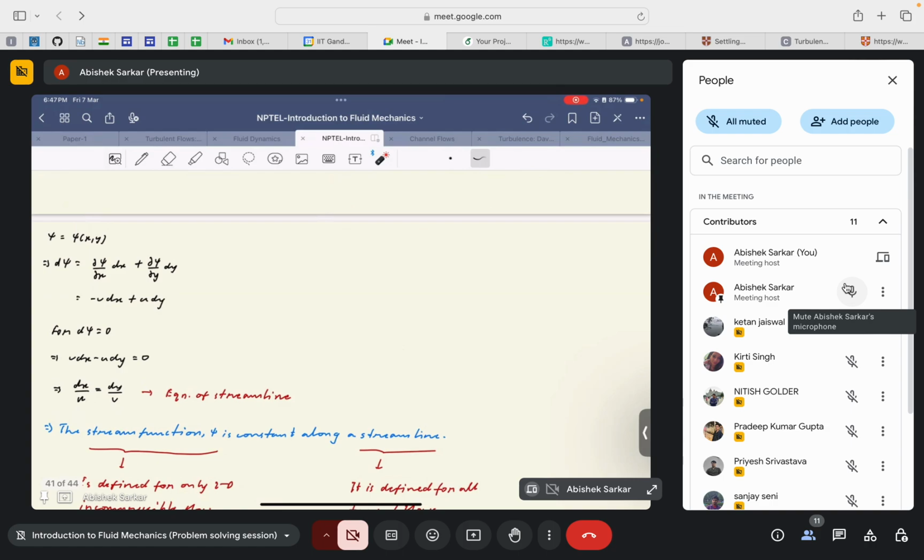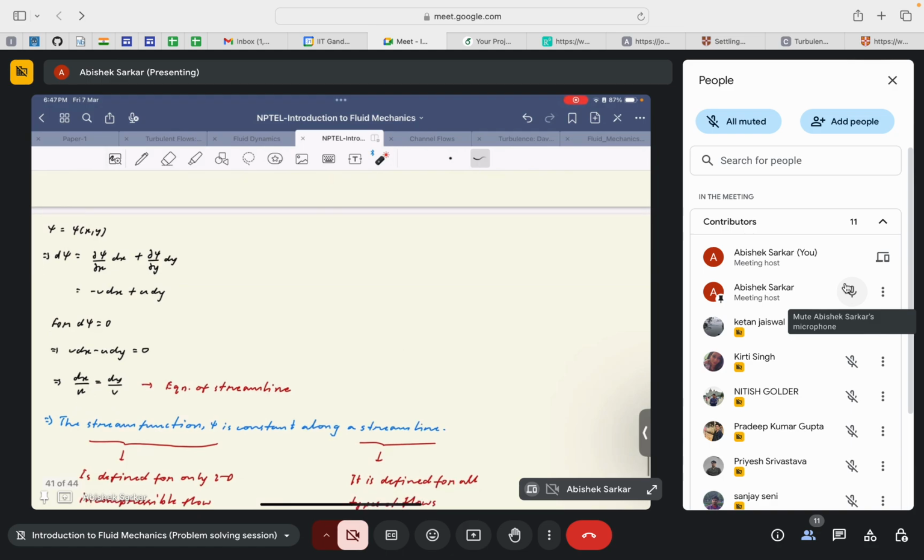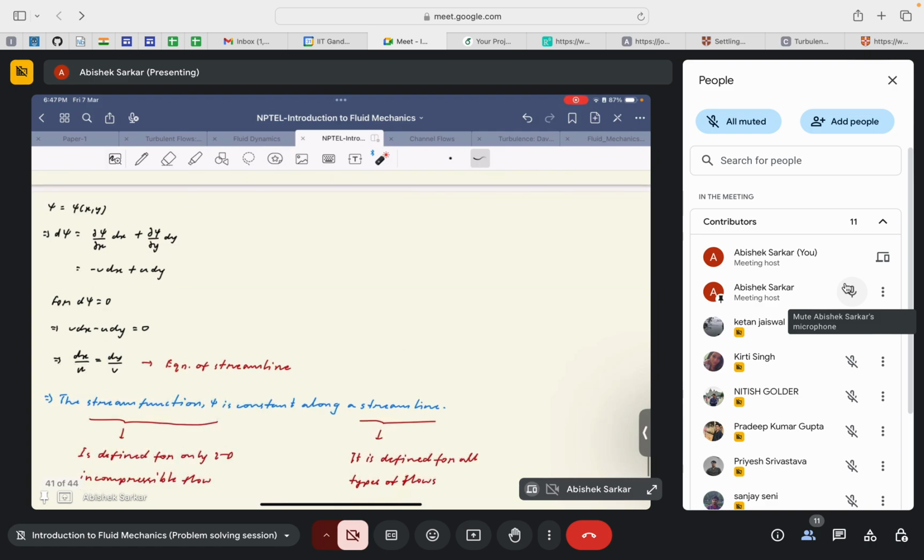So for d psi equal to 0, you will have v dx minus u dy equal to 0, or dx by u is equal to dy by v. You will see that this form of equation is quite familiar, which is basically the equation of a streamline. It tells us that the stream function psi is constant along a streamline. For psi equal to constant, it basically is a streamline.